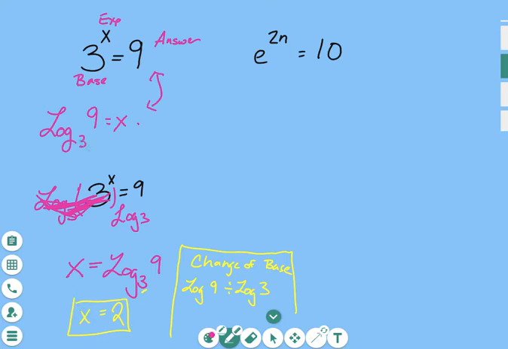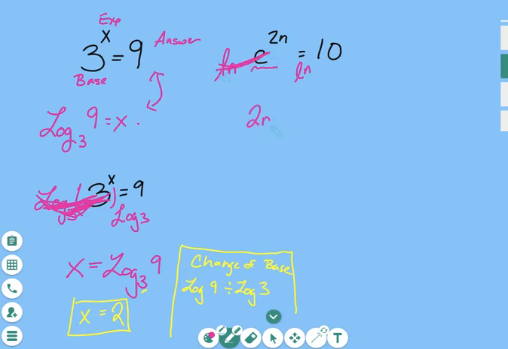So we're going to try that again with a little bit more challenging of a problem. So it says e to the 2n power equals 10. Now you may remember that e is a special type of base. It's the base that goes with a natural log, meaning that the inverse operation here would be the natural log, or ln. Now if I do that on both sides, just like we did with the log base 3 over here, the ln and the e cancel out.